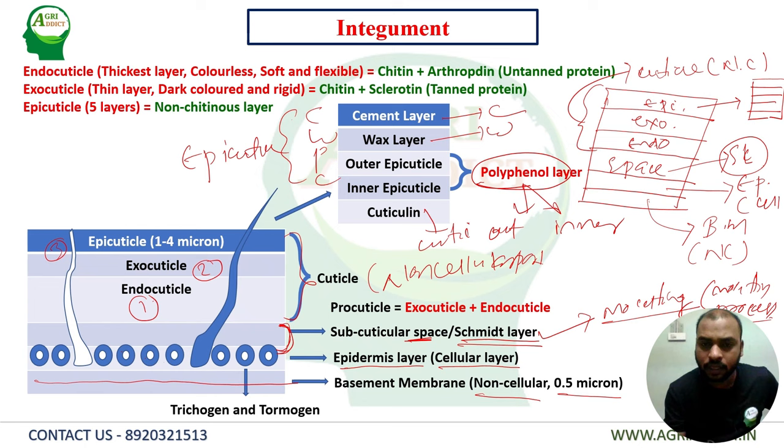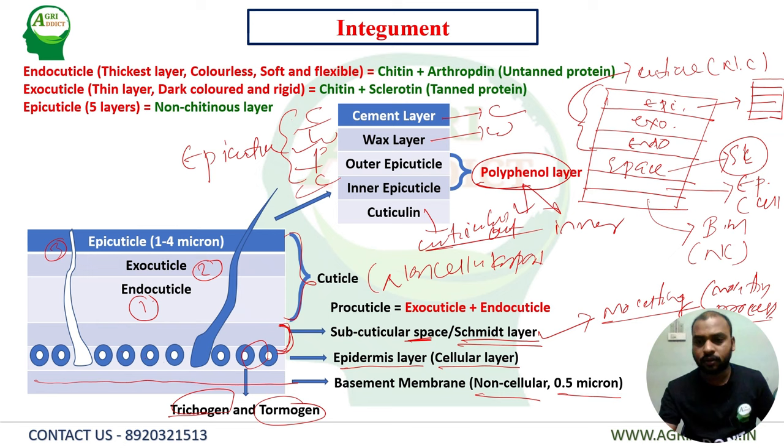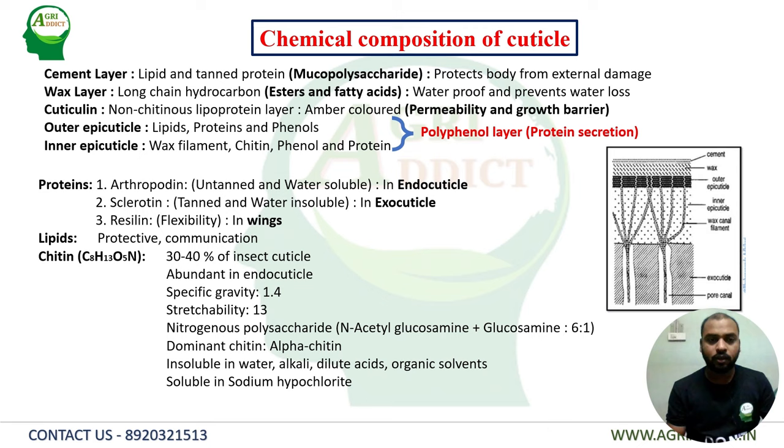And these are the cells that are called trichogen and tormogen. I will discuss them later. So what will happen here? These are the chemical composition of the cuticle.